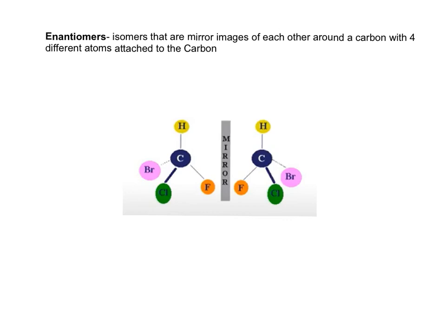The last type of isomers are enantiomers. These are isomers that are mirror images of each other. And to have these, you must have a carbon with 4 different atoms attached to it. And basically, you can never superimpose the one isomer on top of the other. And that's an enantiomer. You'll come across this again in further organic chemistry studies.